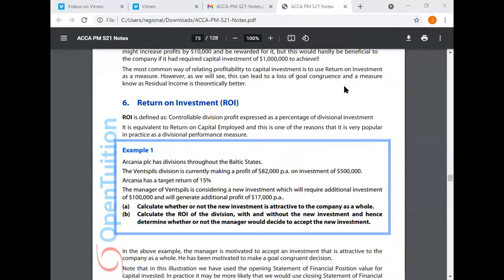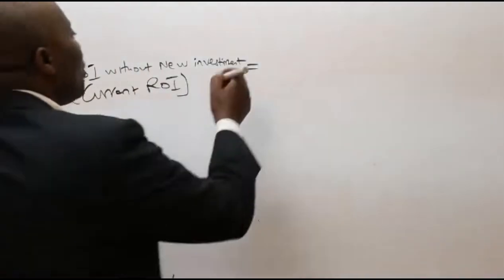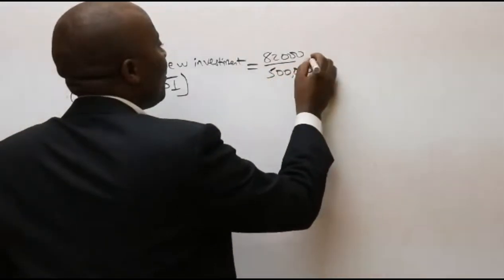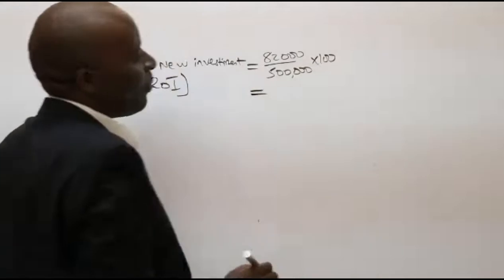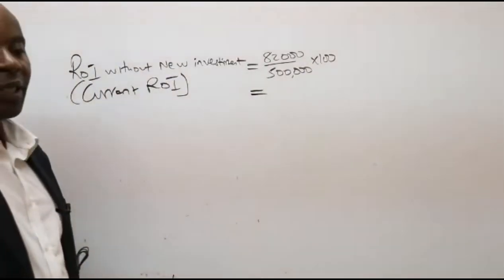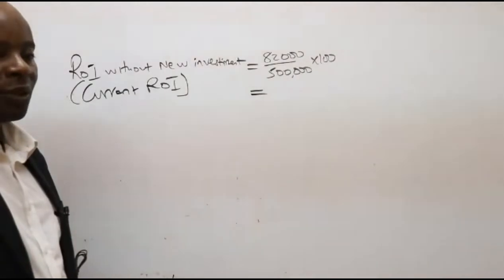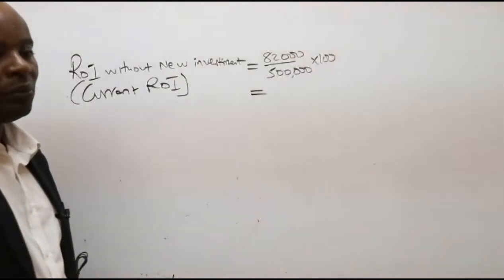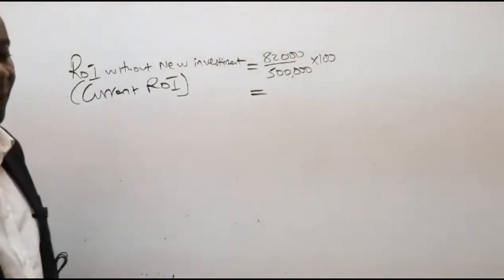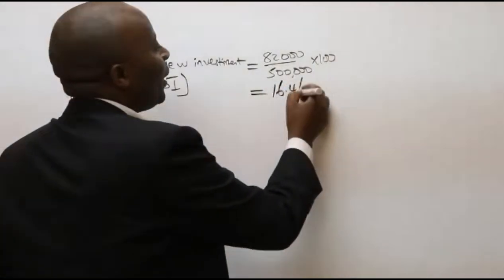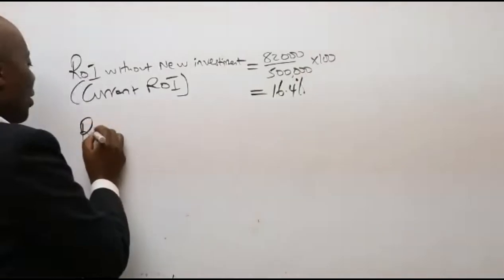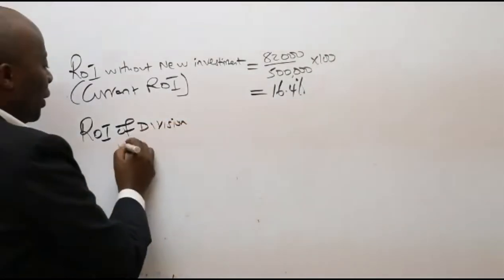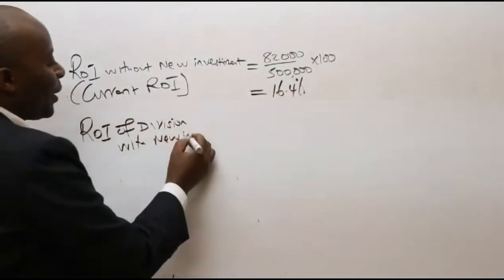So 82,000 divided by 500,000 times 100. Kindly give me this answer. So ROI of the division without the new investment is 16.4%. Now from there, you'll come and give us the ROI of the division with the new investment.